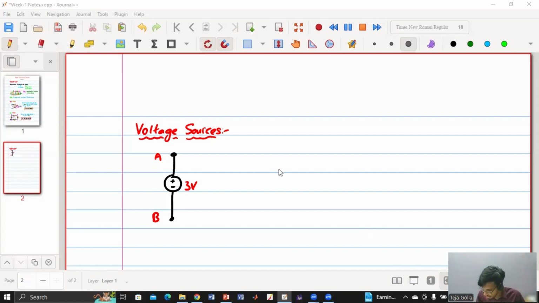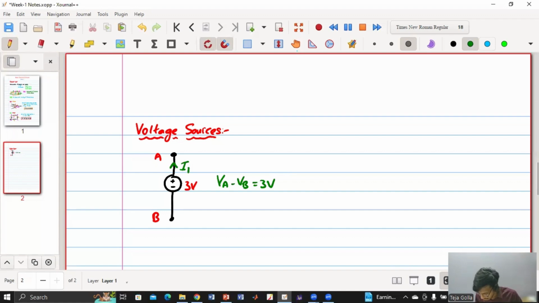Okay, so now we can say VA minus VB is equal to 3 volts. So it is always 3 volts irrespective of the current. A voltage source can supply current, which means the current is coming out from the voltage source, or it can consume current, which means it is drawing current, so the current is entering into the voltage source. So I can be anything, but VA minus VB is always 3 volts.